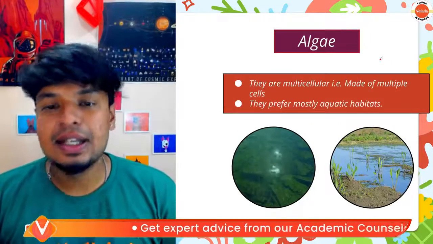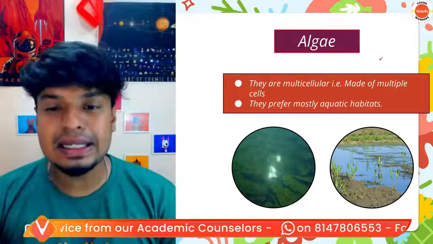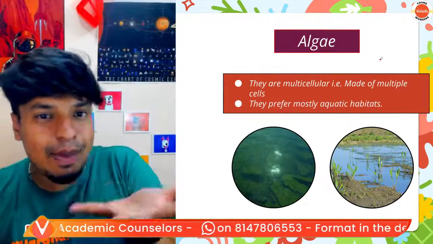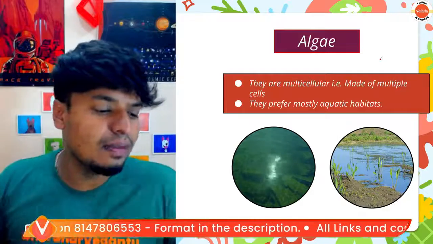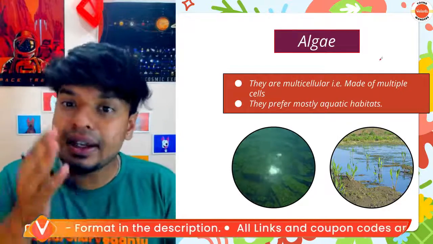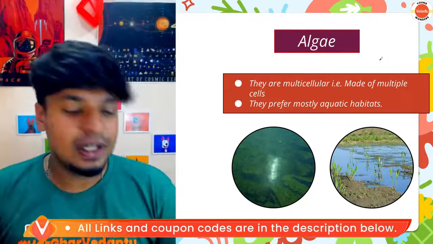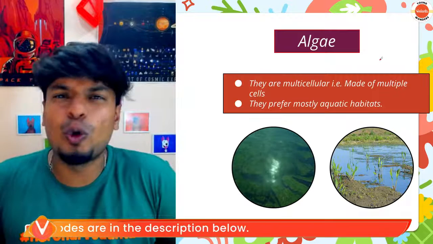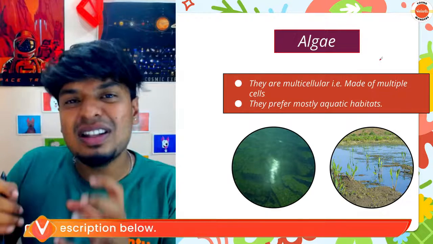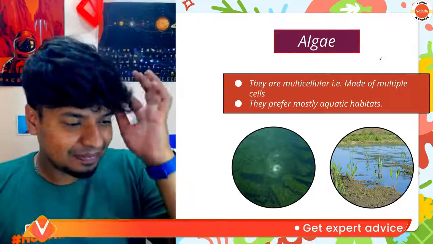So algae, as I told you, are multicellular, made up of multiple cells. That's why you're able to see them as green patches on water. They are also mostly aquatic. They cannot live without water. These are green. Why are they green? Because they have chlorophyll. Whereas fungi are not green because they don't have chlorophyll. They have to depend on dead matter to get their food.